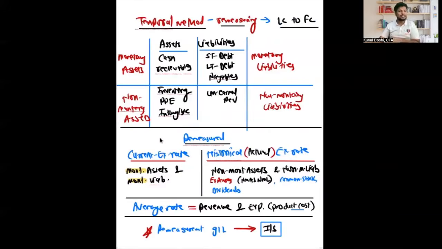First of all, I will discuss from here the temporal method, where we are doing remeasurement. Translation is the word that we use for the current rate method, that is from FC to PC.